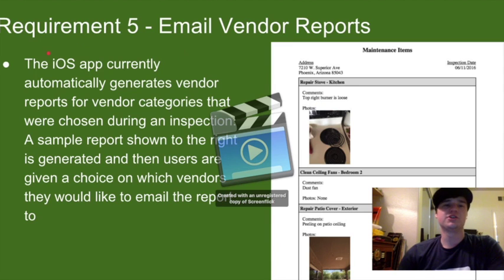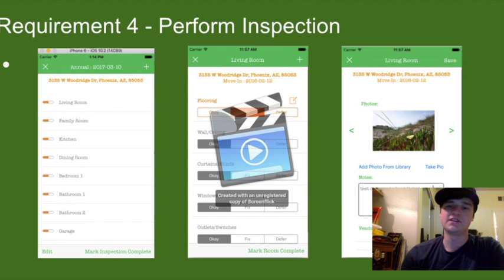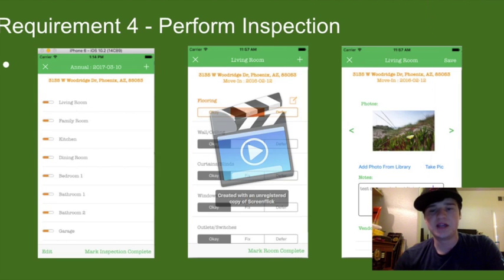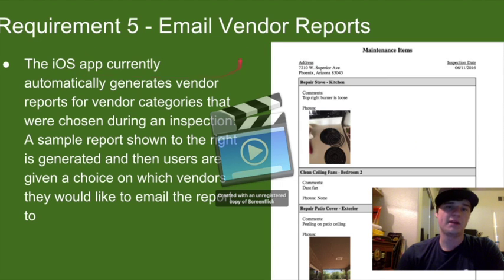So the iOS application currently automatically generates vendor reports for each vendor category that was chosen during an inspection. So you remember on this page, here's a list of all the vendor categories that each user has their own list of vendor categories. So this current logged in user has categories such as the AC, carpenter, handyman, landscaper, etc. So for each one that is chosen during a comment page, we'll automatically generate a vendor report. So this is what a vendor report looks like.